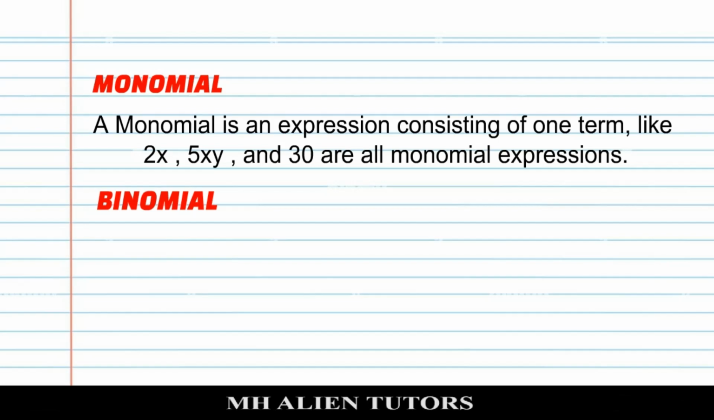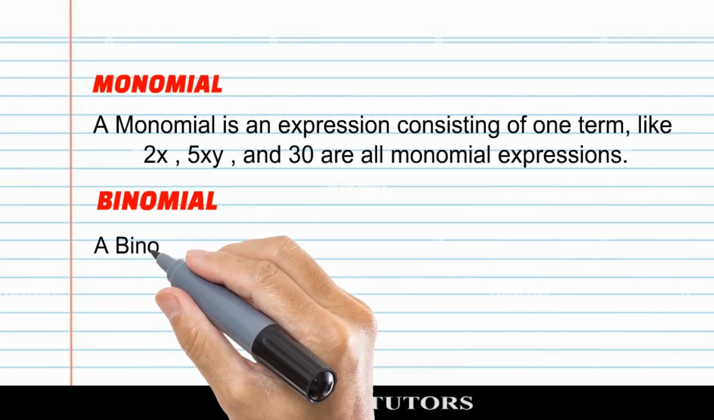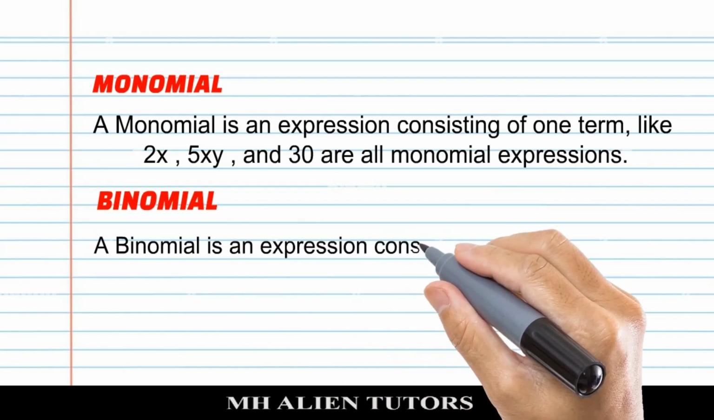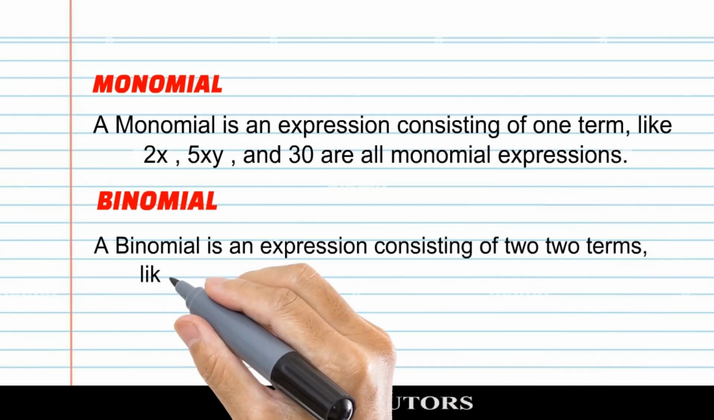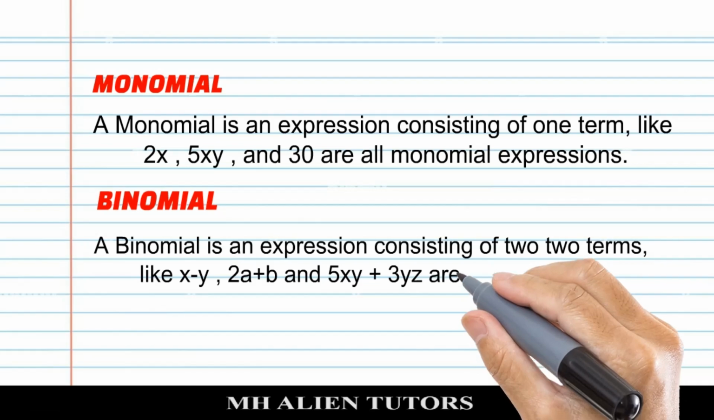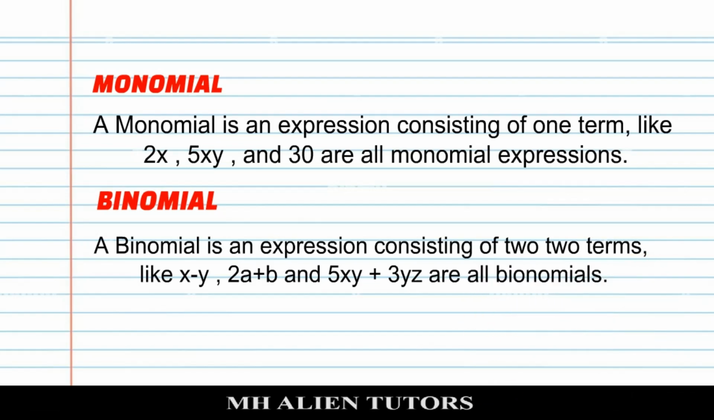Now, moving on to binomials, which are two-term expressions, such as 2x plus 3y or 4a minus 7b. It's like having a dynamic duo of math terms. Or a binomial is an expression consisting of two terms, like x minus y, 2a plus b, and 5xy plus 3yz are all binomials.